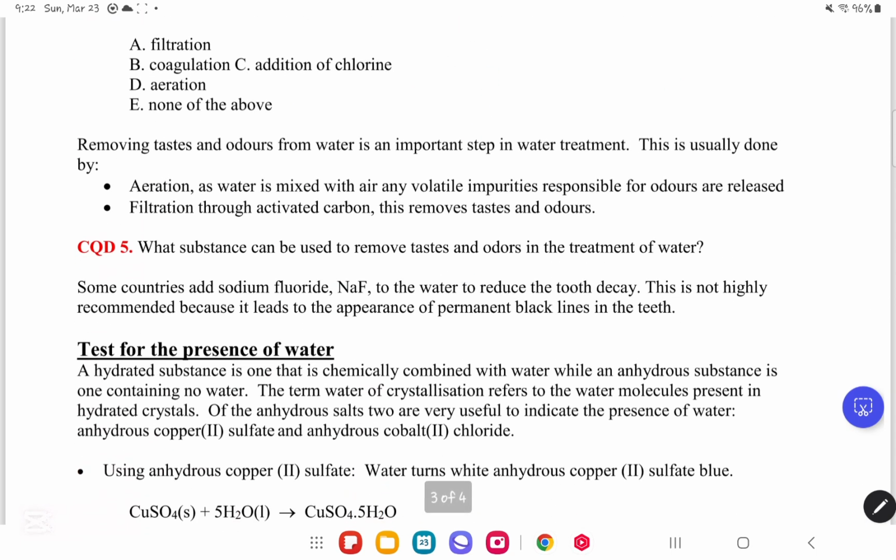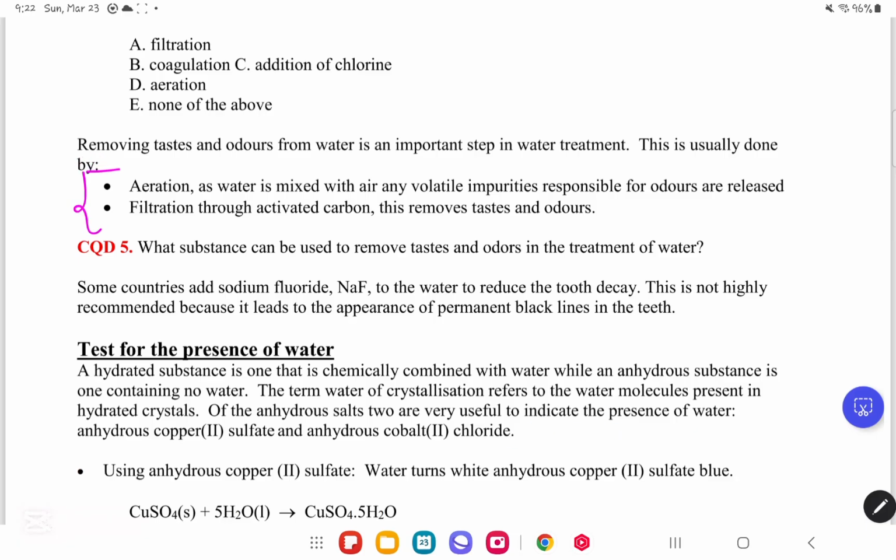Removing tastes and odors from water is an important step in water treatment. This is usually done by aeration. Water is mixed with air. Any volatile impurities responsible for odors are released. And then filtration through activated carbons removes taste and odors. Okay, so as you can see, I was mistaken.